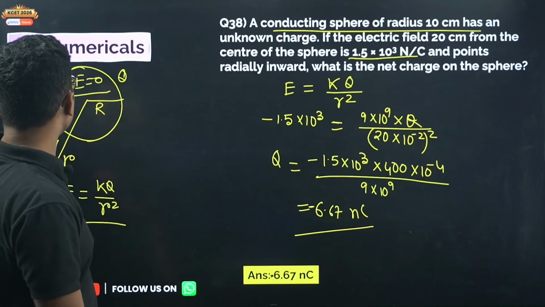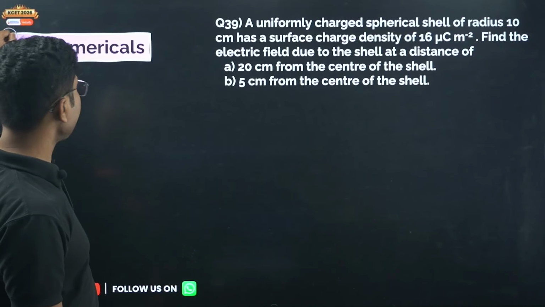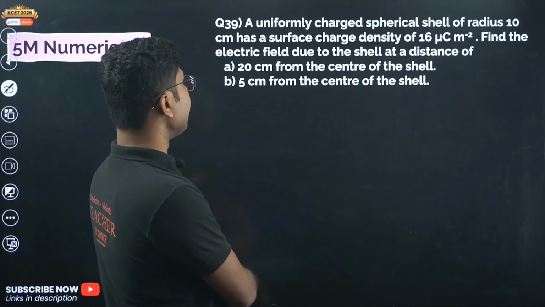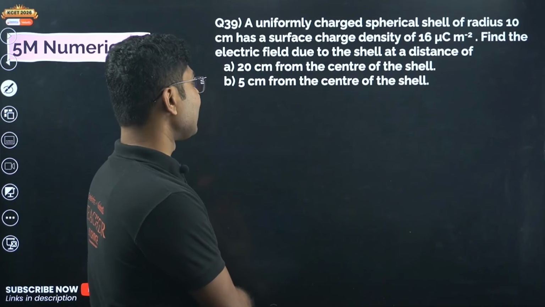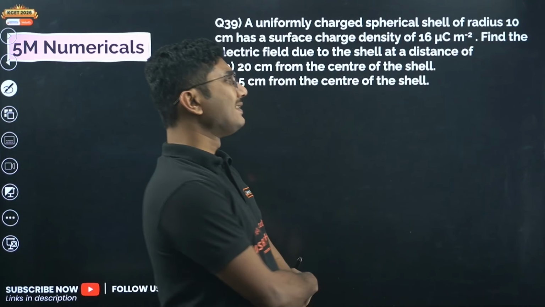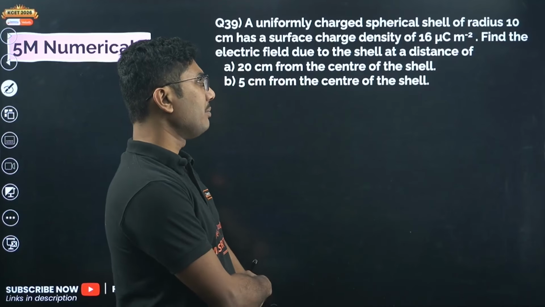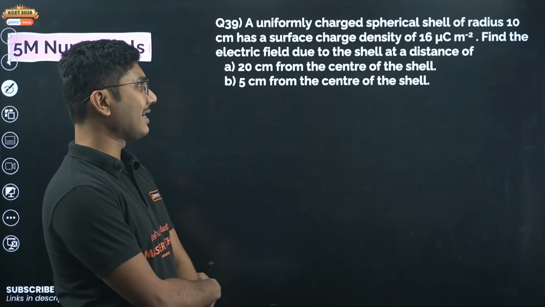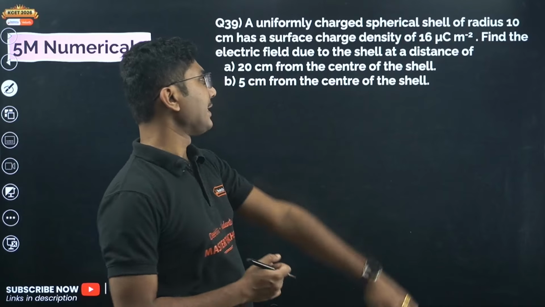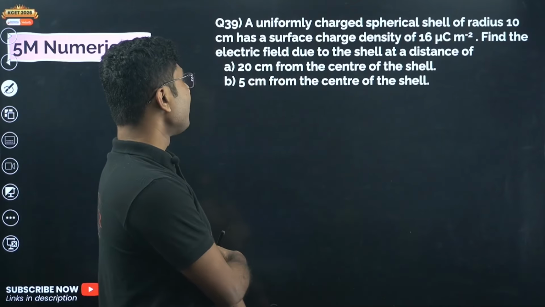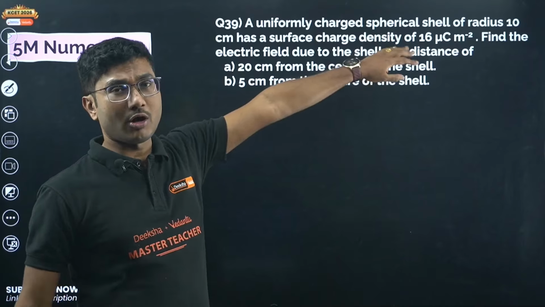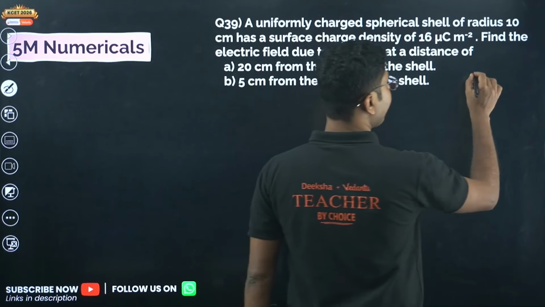Okay, now next question. A uniformly charged spherical shell of radius 10 cm has a surface charge density of 16 microcoulomb per meter square. Find the electric field due to the shell at a distance of 20 cm from the center of the shell, and 5 cm from the center of the shell. Now this question is from year 2025.